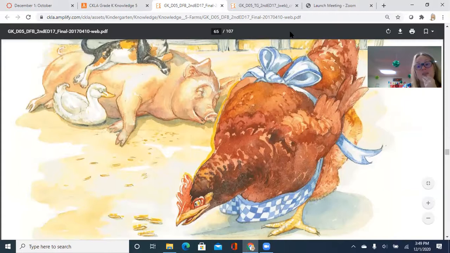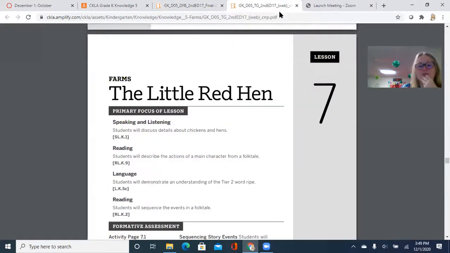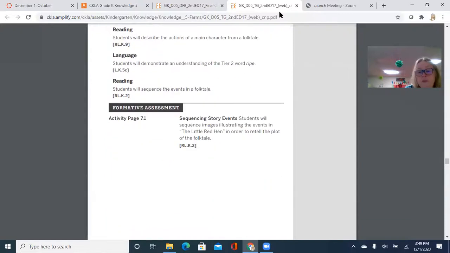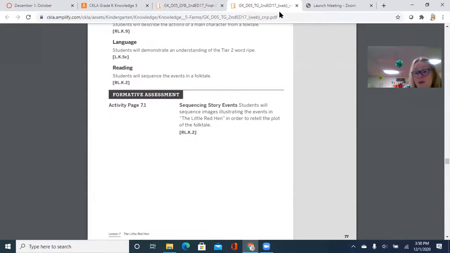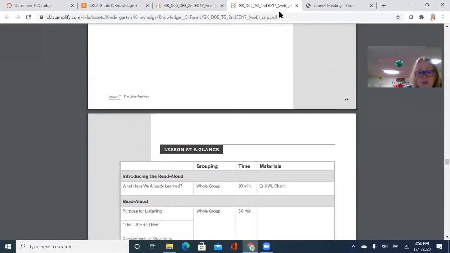Now remember, folk tales are fiction. They are fake, fake, fake, so not true. We're going to talk about chickens and hens. We're going to talk about our main character from our folk tale, who is the little red hen. We're going to understand the word ripe, and we're going to talk about the sequence of events in our folk tale. We're going to describe the plot or what happens in the story.